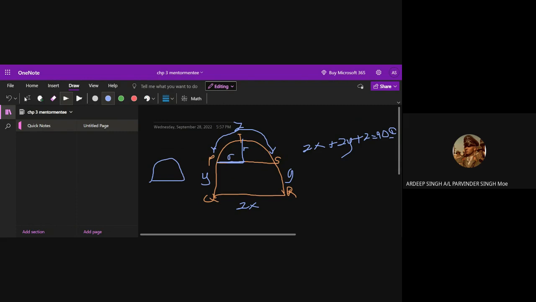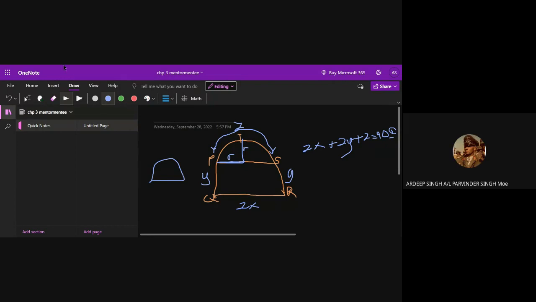You all understand, right? How I did it? Because we don't know PTS. We only know PQ, SR, and QR only. But we don't know PTS. So PTS we can put as Z. You understand, right?